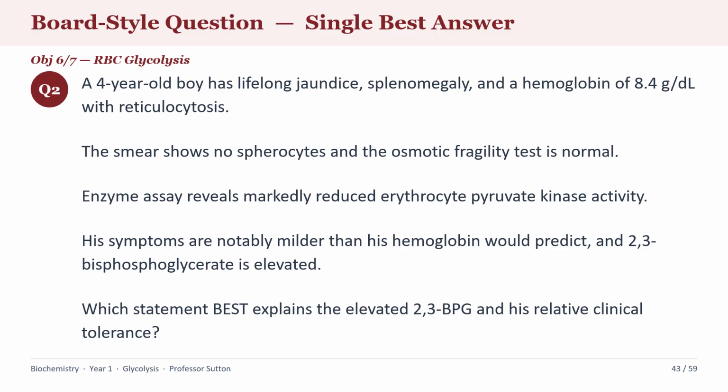Okay, this board question. A 4-year-old boy, lifelong jaundice, splenomegaly, hemoglobin 8.4 with reticulocytosis. Smear shows no spherocytes and osmotic fragility is normal. That pairing is there to exclude hereditary spherocytosis. Enzyme assay shows markedly reduced erythrocyte pyruvate kinase activity. Symptoms are milder than the hemoglobin predicts, and 2,3-bisphosphoglycerate is elevated.